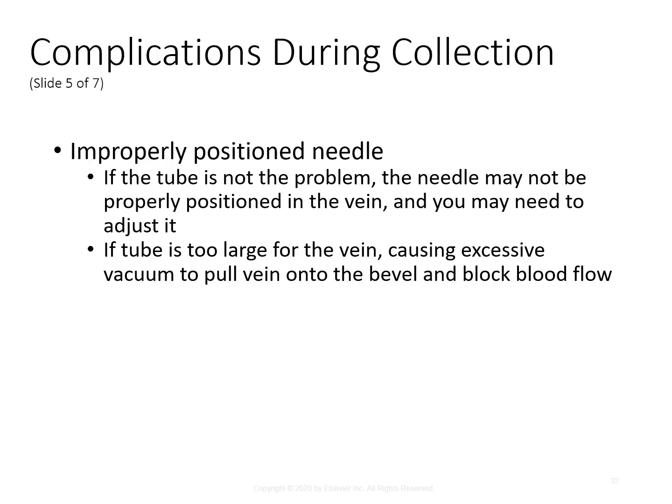All right, so an improperly positioned needle. When the needle is not in the correct position with respect to the vein, the blood flow may stop or be intermittent. So if the tube is not the problem, the needle may be. And it could be, like I mentioned, that it's just not properly positioned and you may need to adjust it. If the tube is too large for the vein, it could cause excessive vacuum in the tube, and that could pull the vein into the bevel, and that could actually block the blood flow as well.